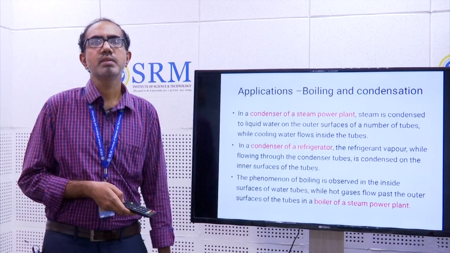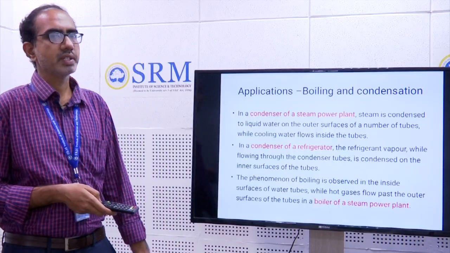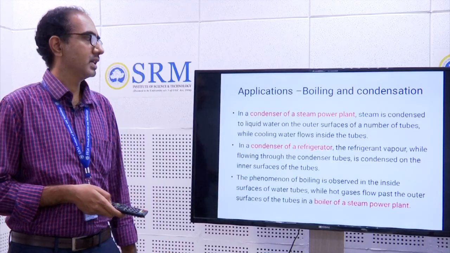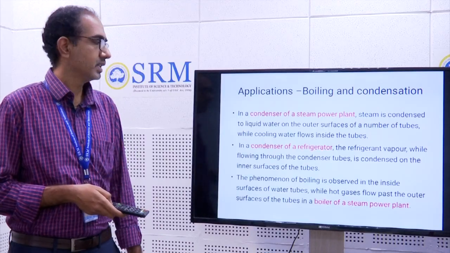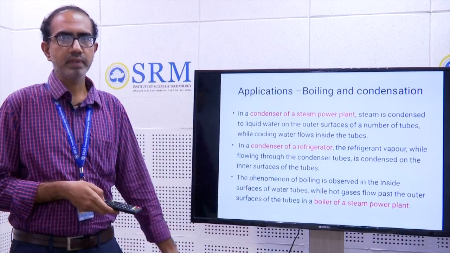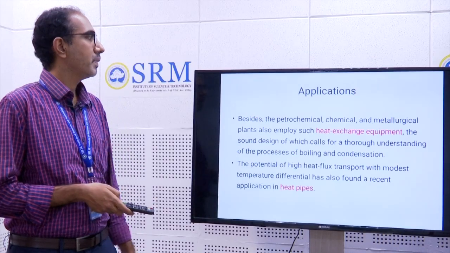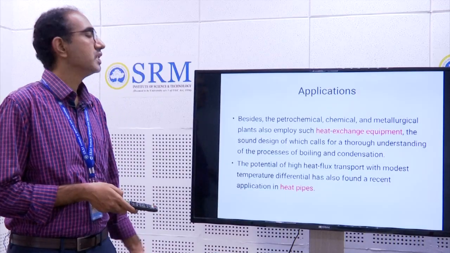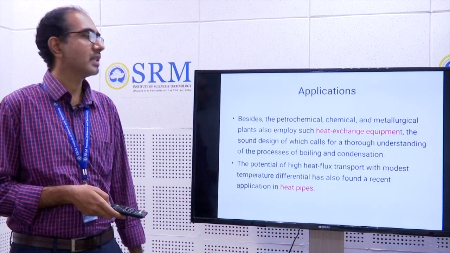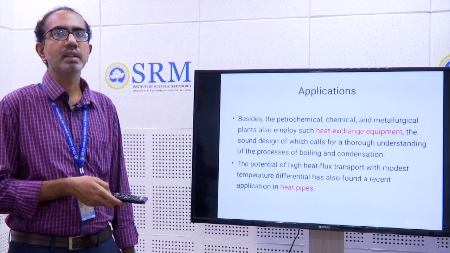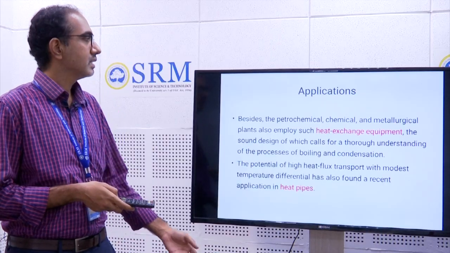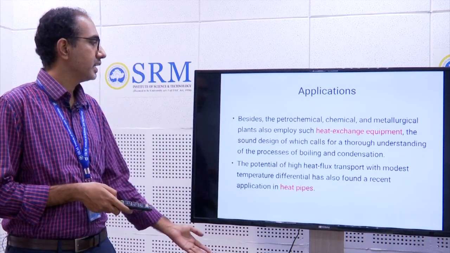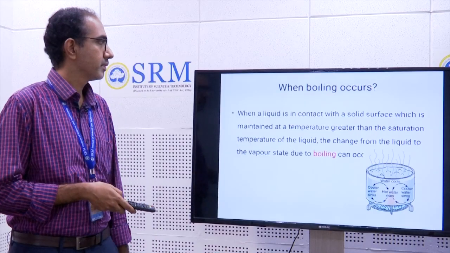Where can we find boiling and condensation in application? We can find it in a condenser of a steam power plant, a condenser of a refrigerator, and in a boiler of a steam power plant. Apart from that, we can find it in heat exchange equipment like heat exchangers, which are used in several plants like petrochemical, chemical and metallurgical plants. And this two-phase phenomena, boiling and condensation, we can find in modern heat pipes also.